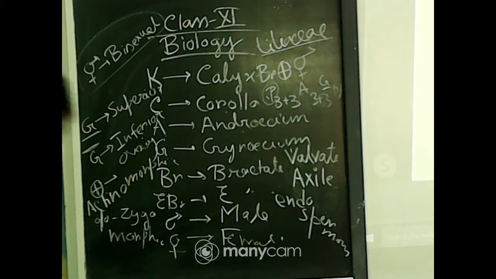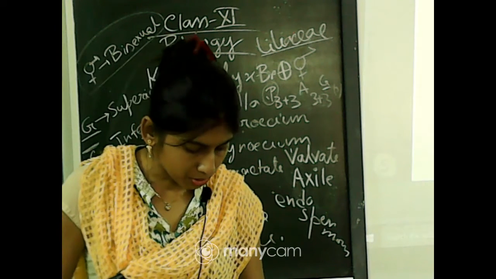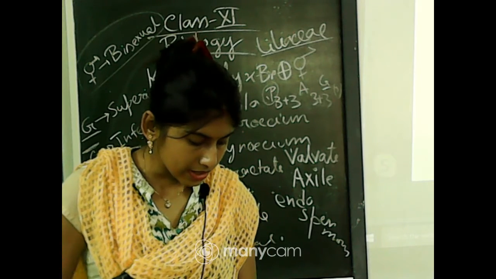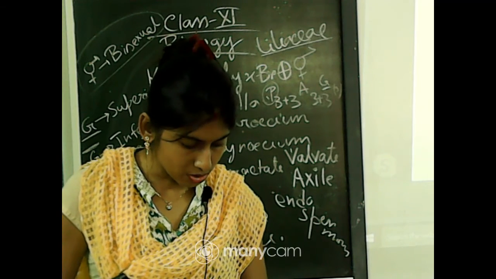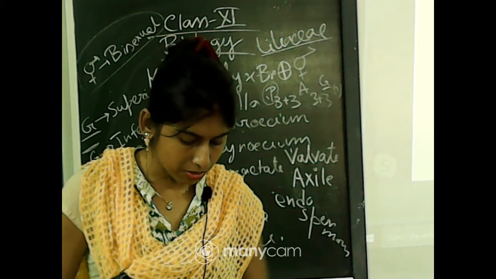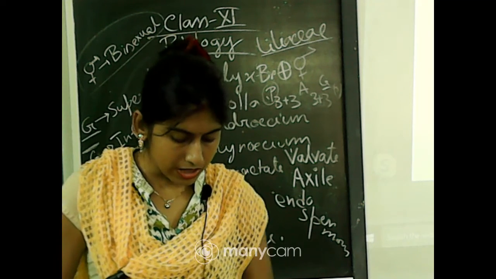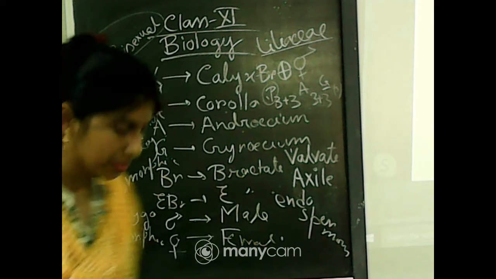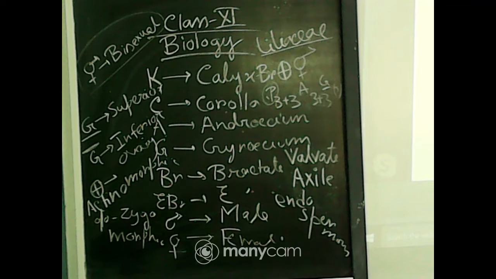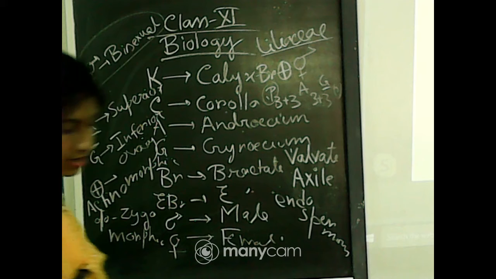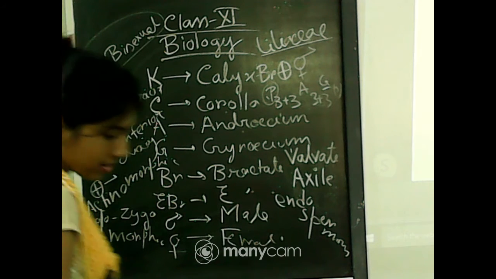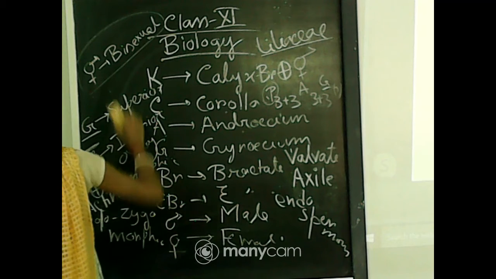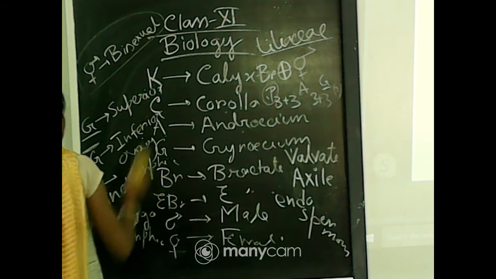So, with that we have completed this chapter, morphology of flowering plants, and anatomy of flowering plants is not in your syllabus, that is why I will proceed to the next chapter, structural organization in animals. You have also seen that from structural organization in animals, only animal tissue is in your revised syllabus. So, next I will discuss the animal tissue.